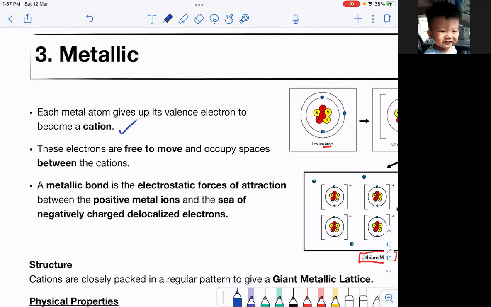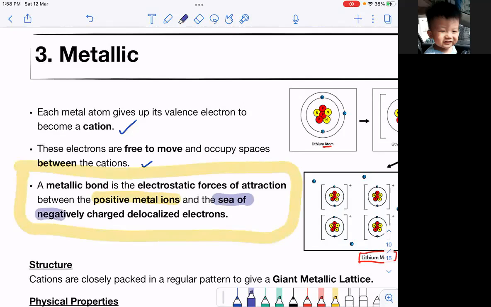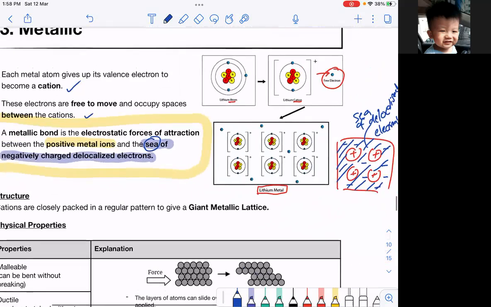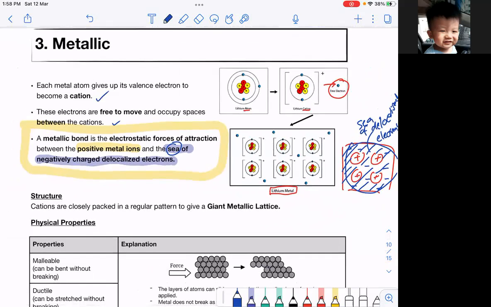Okay. Then of course the explanation is here, like you can read yourself. Each metal gives out its own valence electron to become a cation. These electrons end up filling the gaps in between the ions, and this is what you memorize. Please memorize. What is a metallic bond? A metallic bond is the attraction between positive metal ions and, just now I said this word already, a sea of negatively charged delocalized electrons. Word for word memorize. We use the word sea because it's quite a good description because it's like surrounding. So it's like the cations are swimming around a sea of negatively charged delocalized electrons.